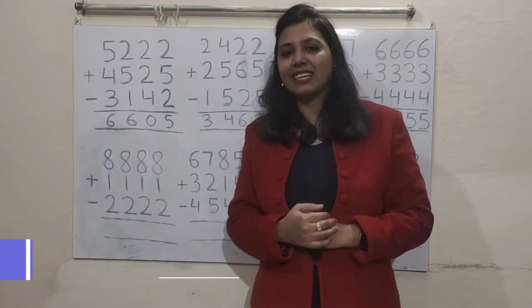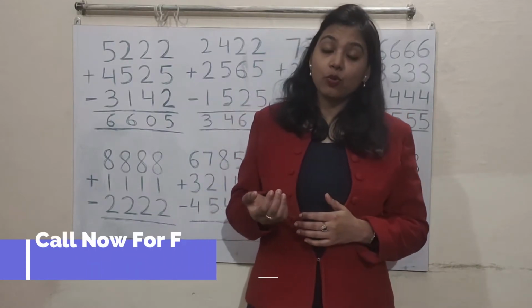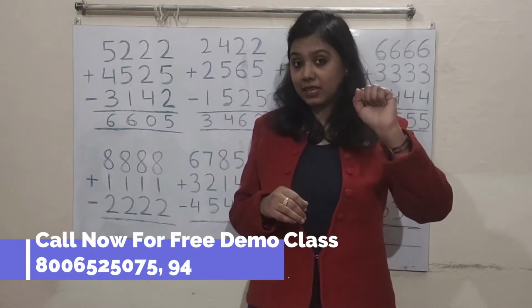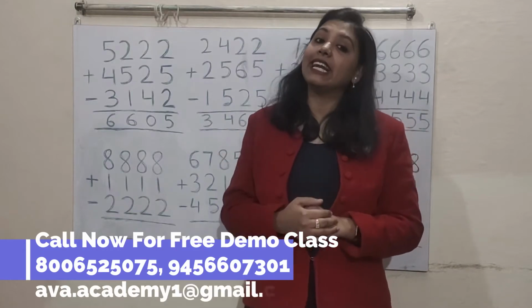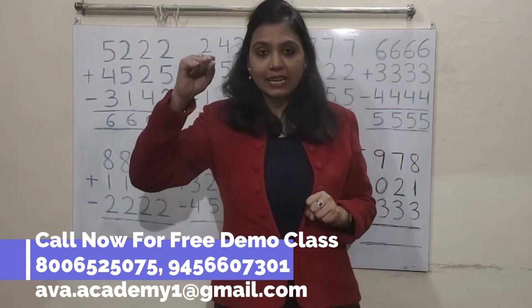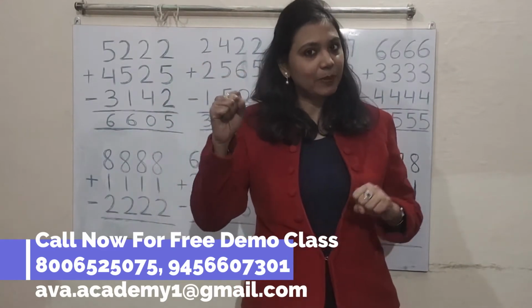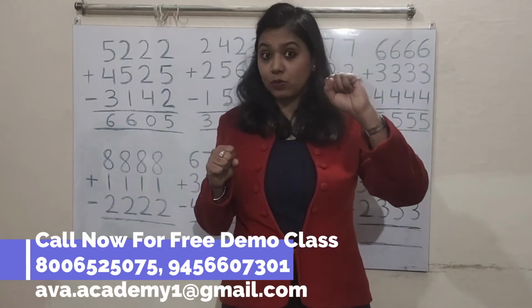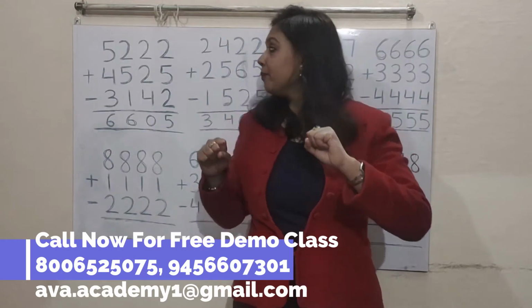So now let us start the class. Friends, I have already taught you how we can represent 4-digit numbers in fingers and how we can do the additions. Now we will do addition and subtraction both. This hand represents 1's place and 100's place. This hand represents 1000's place and 10's place.